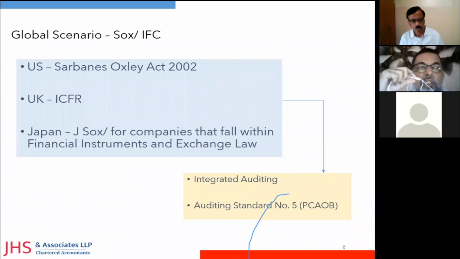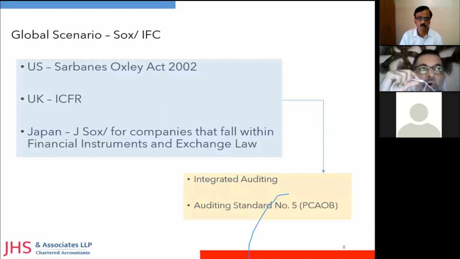In US, the regime is very similar to India, where it is made mandatory for all the listed entities to file an internal financial control report by the board and by the auditors. In UK, the situation is limited and it is voluntary. It is restricted only to internal controls over financial reporting. We will come to the distinction between internal financial controls and internal controls over financial reporting on the next slides. So in UK, the scenario is limited and it's voluntary, it's not mandatory. In Japan, it is made mandatory, much on the lines of US.